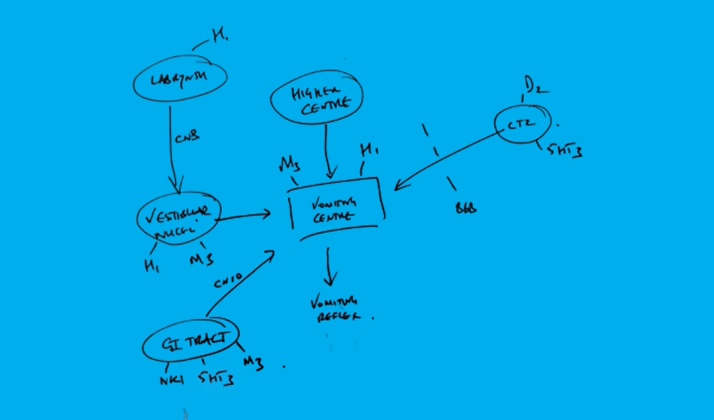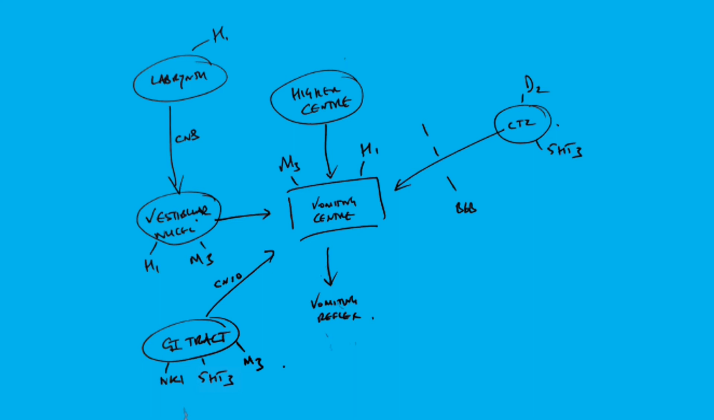Nausea and vomiting is controlled by the vomiting centre. This is a collection of cell bodies in the dorsal lateral reticular formation of the medulla. It has inputs from the CTZ, vestibular nuclei, higher centres and the GI tract. It contains M3 and H1 receptors. There's a range of different receptors throughout all these pathways, as we're going to discuss, which can be modulated by the drugs on the last slide.